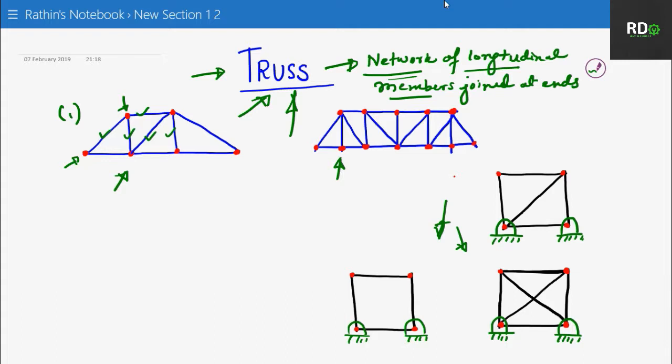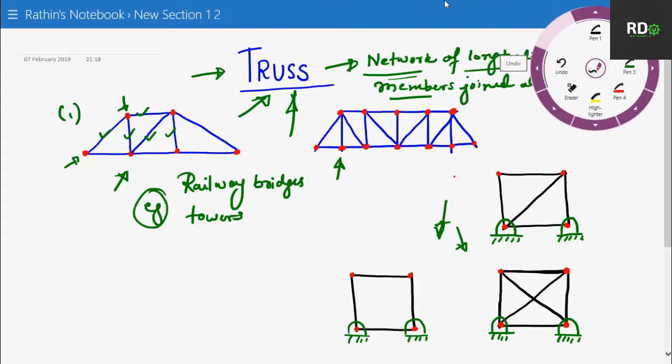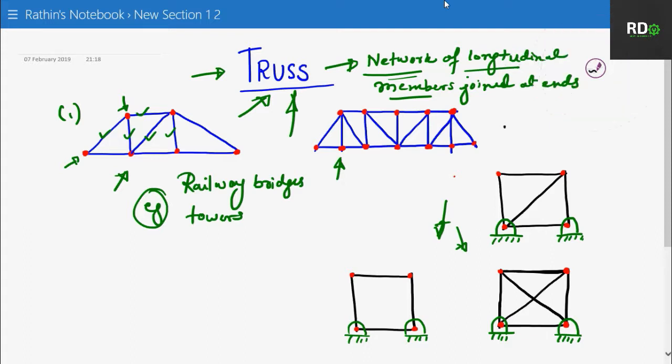Coming to the examples that you have seen, I guess, in railway bridges, or also in simple bridges, you can recollect, and also in some towers, for example. So coming back to our topic, what are the assumptions that are made while designing or explaining the concept of truss?